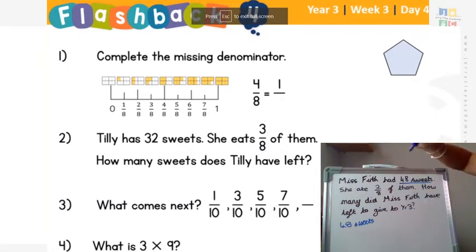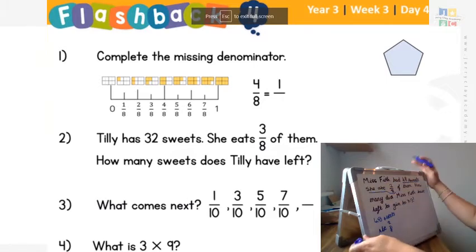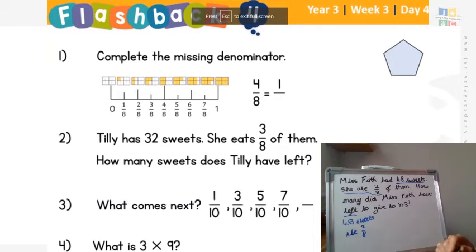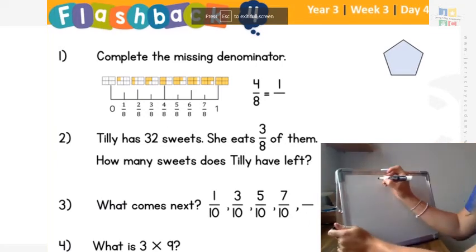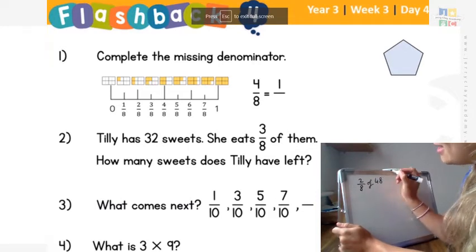It then says that I ate 2/8. So again, I've pulled out the keywords. I ate 2/8. But I don't want to know how many I ate. I want to know how many I had left. So to work it out, there are obviously 2 different ways that you could do this. The first of which, we could have found 2/8 of 48 to find out how many sweets I ate.